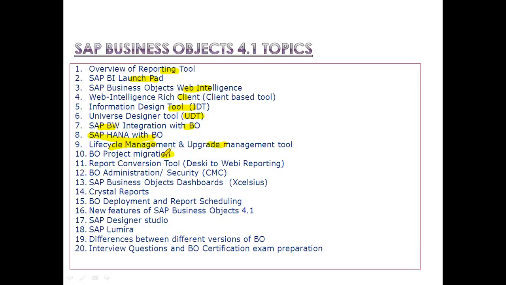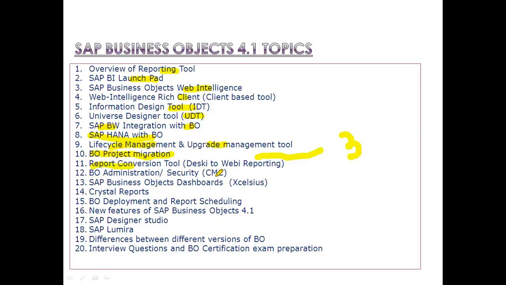upgrade management tool, project migration from 3.1 to 4.1, and what are the challenges we face, and what is the procedure we need to follow for project migration. Normally the project migration will take 3 to 6 months. When you are working with the project migration, it will take 3 months to 6 months, depending on the number of reports, the number of universes, and users to migrate from 3.1 to 4.1. So it will take 3 months to 6 months.